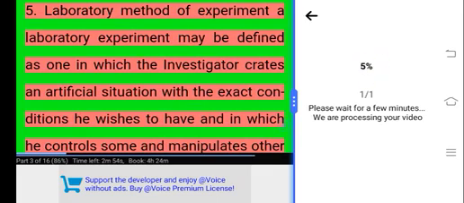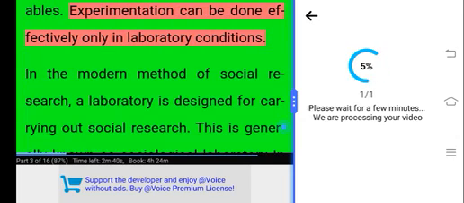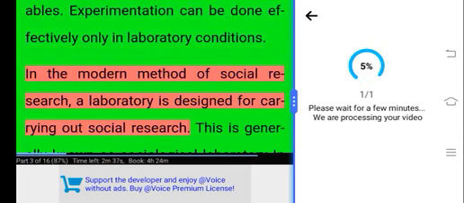5. Laboratory method of experiment. A laboratory experiment may be defined as one in which the investigator creates an artificial situation with the exact conditions he wishes to have and in which he controls some and manipulates other variables. That is, in this method of experimentation, the researcher creates conditions in which he wants to make his study through manipulation of variables. Experimentation can be done effectively only in laboratory conditions.